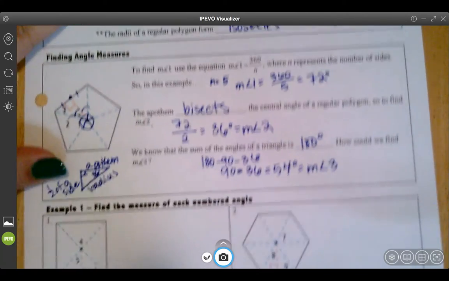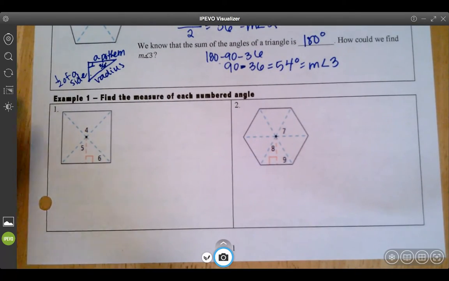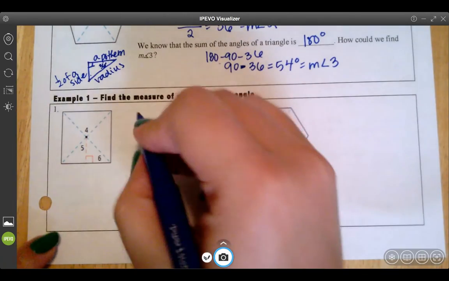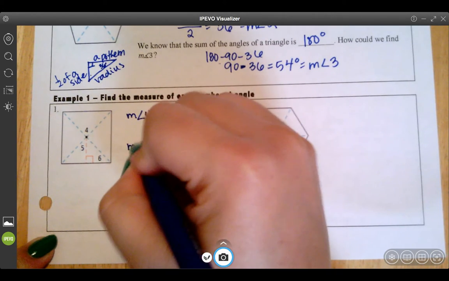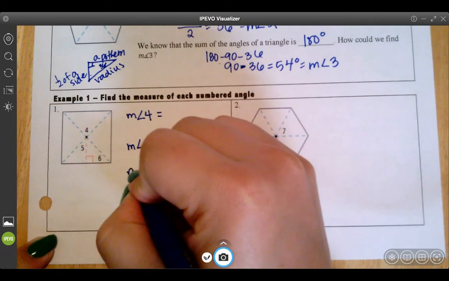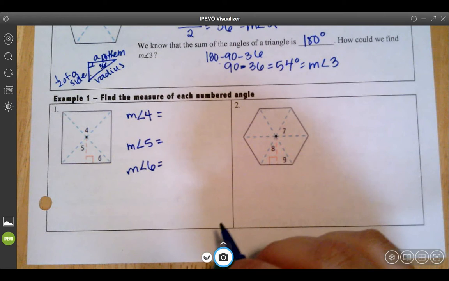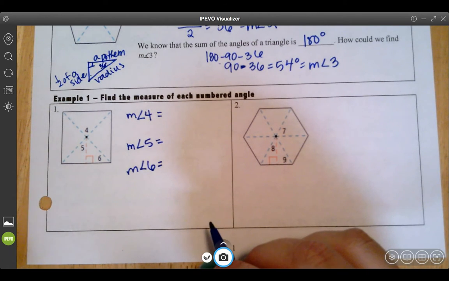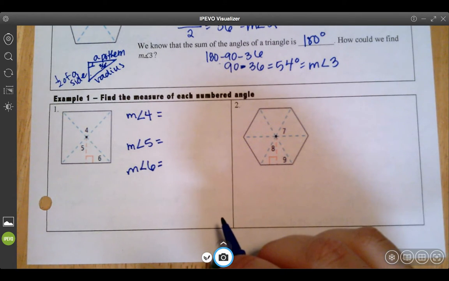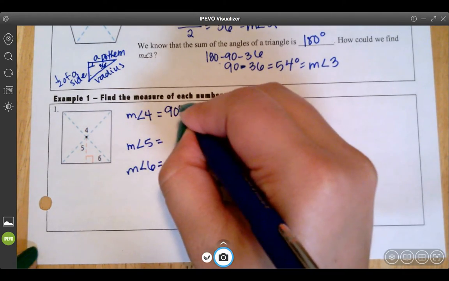So let's start by finding just angles. We're not going to jump right into area. First, we'll just find some angles. All of the numbered angles. So we need the measure of angle 4, the measure of angle 5, and the measure of angle 6. Well, first off, this is a square. One thing that we know about squares is that their diagonals bisect each other at right angles. They are perpendicular bisectors. And therefore, the measure of angle 4 must be 90 degrees.